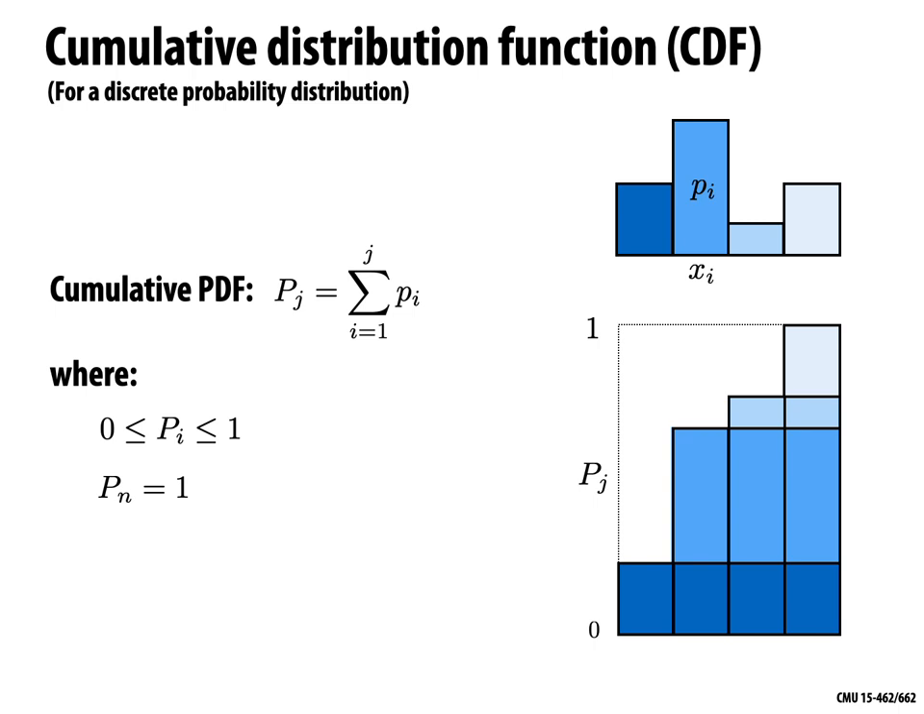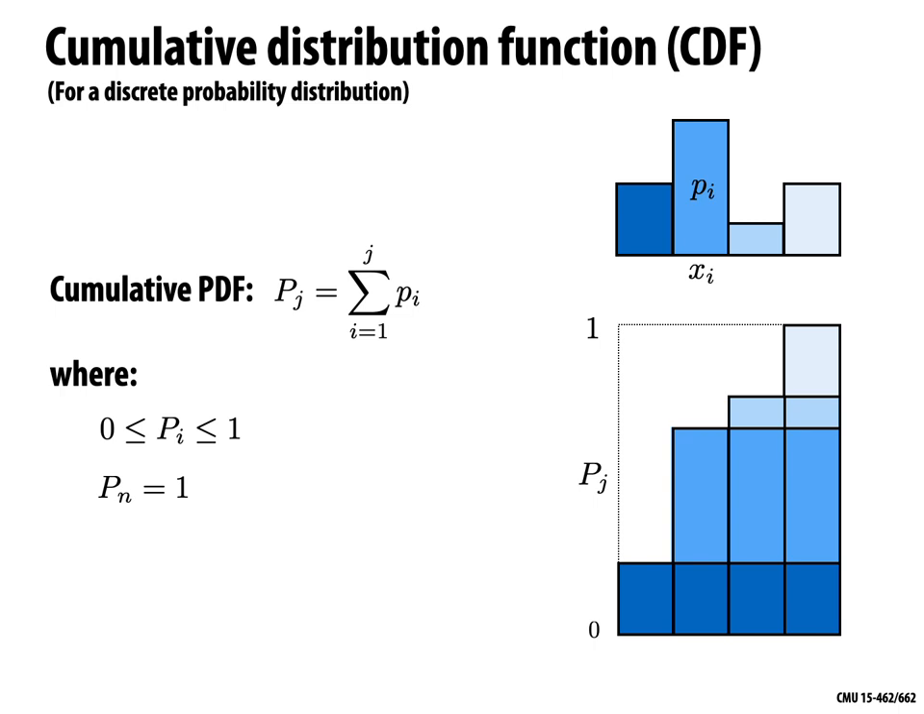Also, we know that the last value, p sub n, is exactly equal to 1. What do these values represent? Well, they represent the probability that one of the first j events occurred, or one of the first j values was seen when we looked at our random variable. Okay?